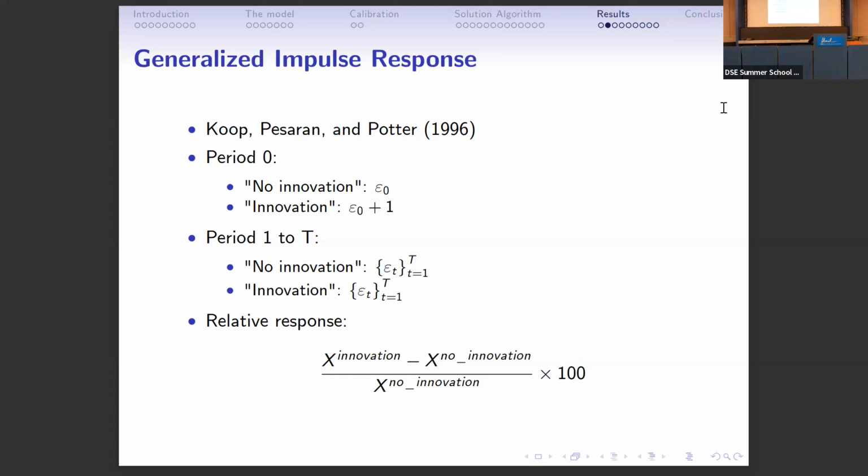The idea is to draw two series, two sequences, without innovation and with innovation. They differ only in the first-period shock. For the rest of the periods, all the shocks are the same, and then we compare relative responses.